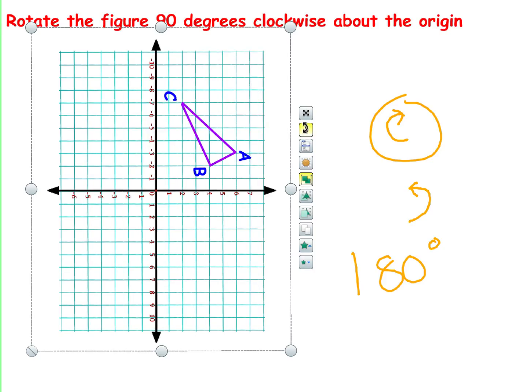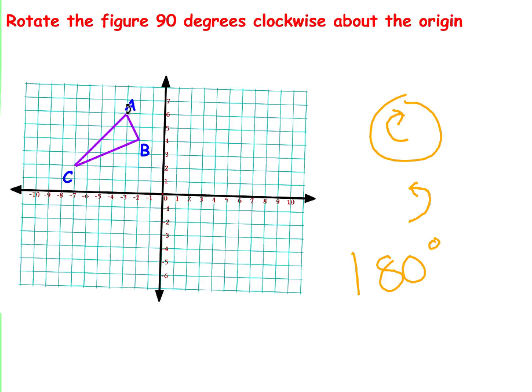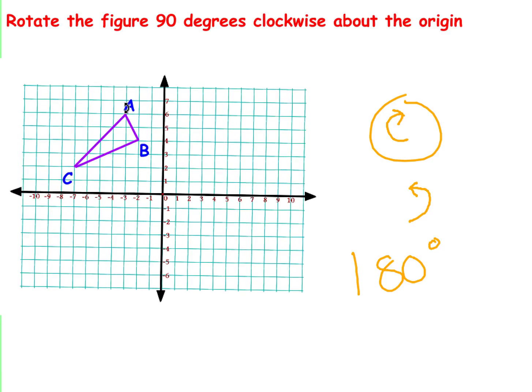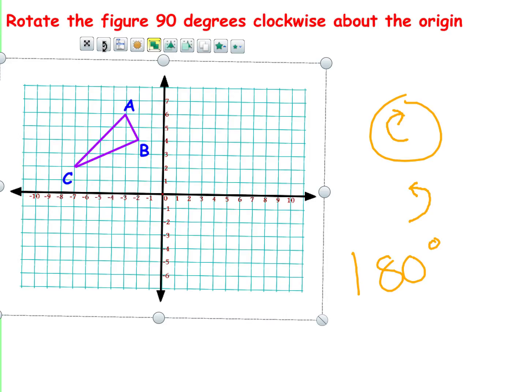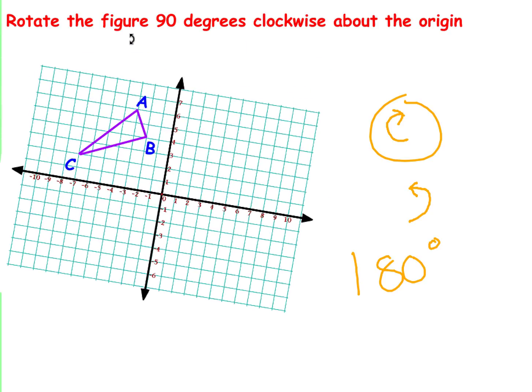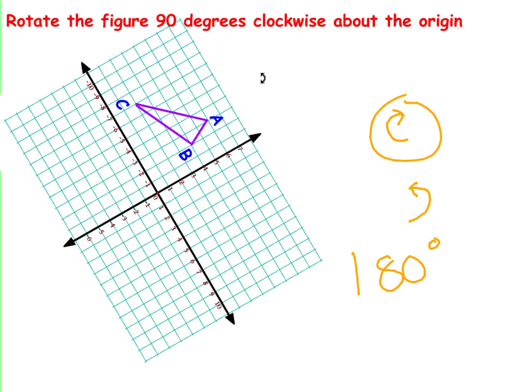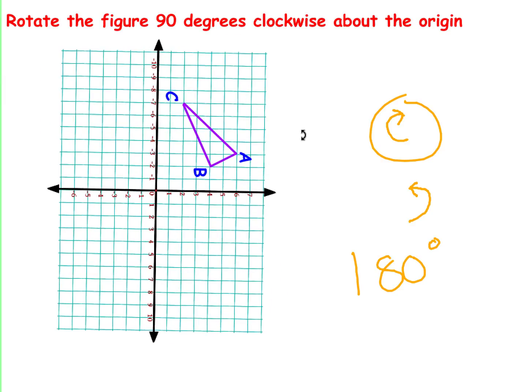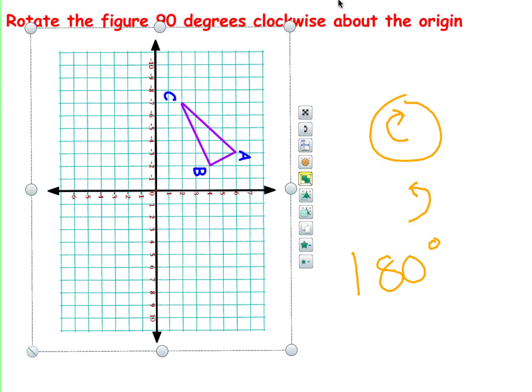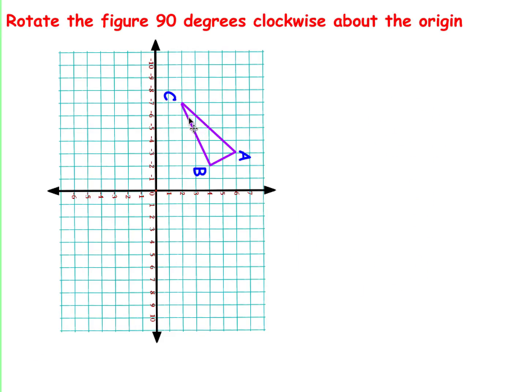Let me show that one more time. I started here, and you can do this with your paper. I know I'm doing it on a computer right now, but when you have a paper with a problem and you need to rotate it, you can physically take your paper and rotate it 90 degrees clockwise, and then leave it there. Now I have my new image. I started with my pre-image, and now I have my new image.